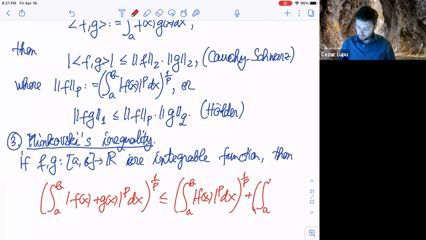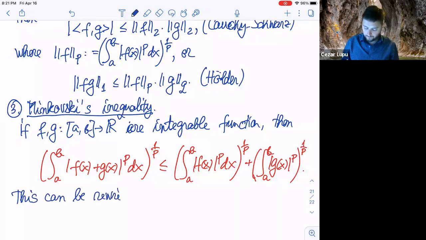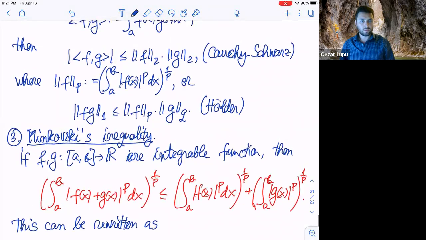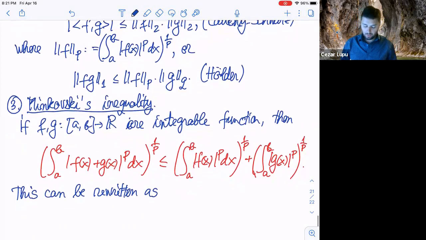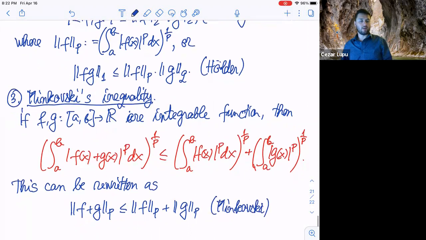plus the same thing for the function g. Again, the p norm of the function g. So that's Minkowski's inequality. And if you see here, this can be rewritten, using the notation for the norm that we have seen above, as: the p norm of f plus g is less or equal than the p norm of f plus the p norm of g. So that's Minkowski. Or the triangle inequality if you want.